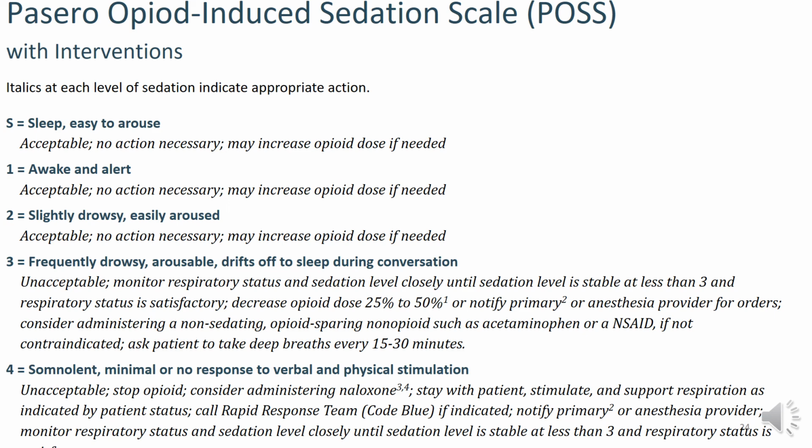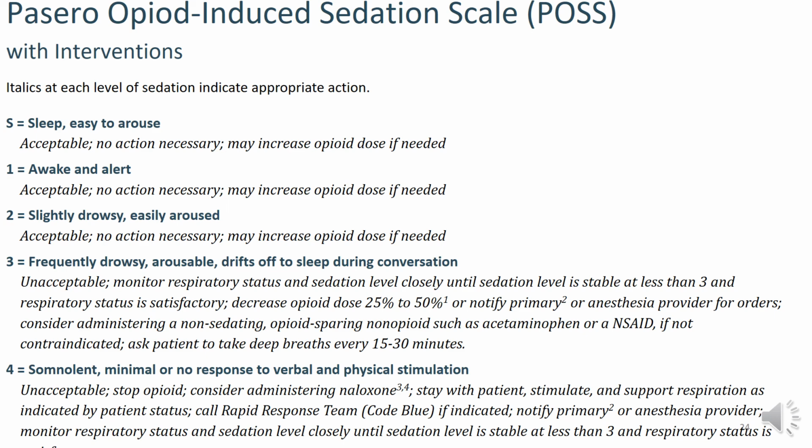So if you do a 3 or a 4 on the POSS scale, a 3 is they're frequently drowsy, arousable, but they drift off to sleep during your conversation, then it's not acceptable. We need to monitor their respiratory status and sedation level closely until their sedation level is stable at less than a 3. Okay? We might need to actually decrease their opioid medications in people that are continuously being rated at a 3.